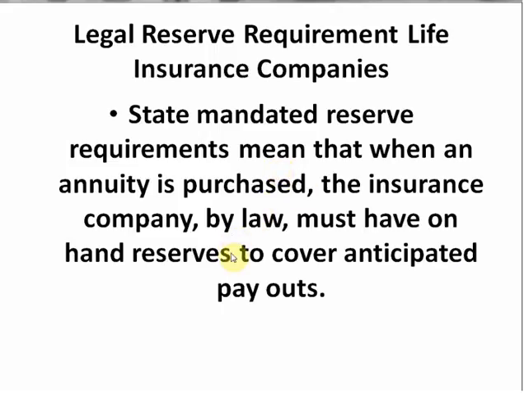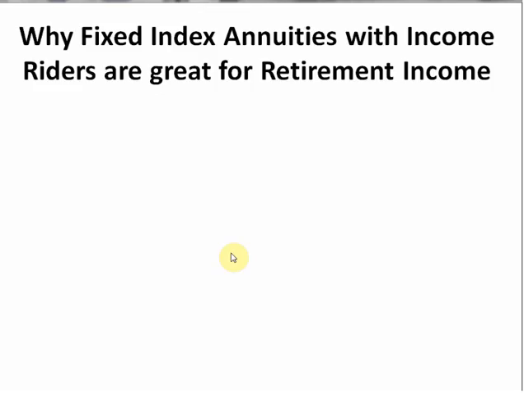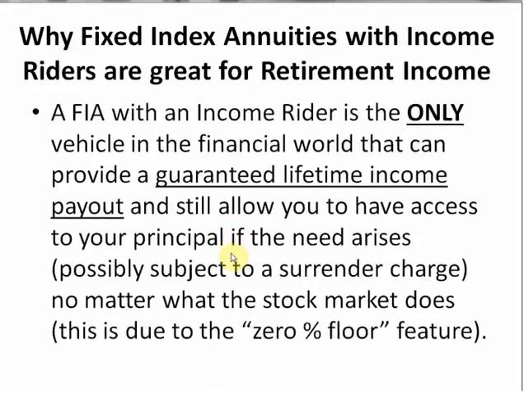Last point I want to mention is why fixed index annuities with income riders are great for retirement income. That is because a fixed index annuity with an income rider is the only vehicle in the financial world that can provide both a guaranteed lifetime income payout to a person and still allow you to have access to your principal if the need arises. Now, there may be a surrender charge in the first few years, but no matter what the stock market does, you have guaranteed lifetime income and a corpus because of the zero floor feature.